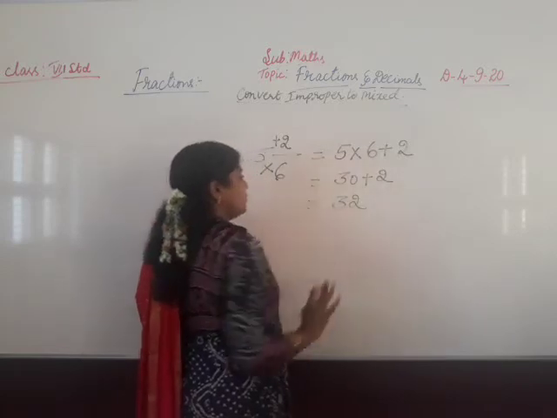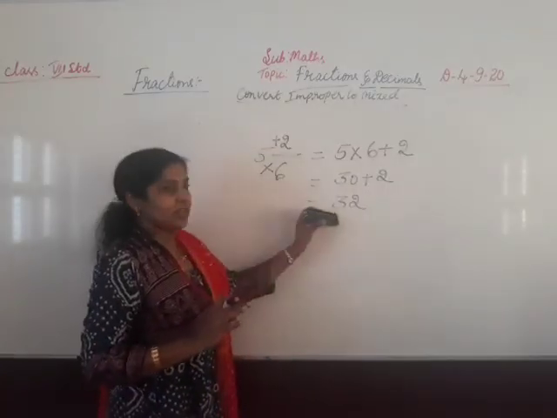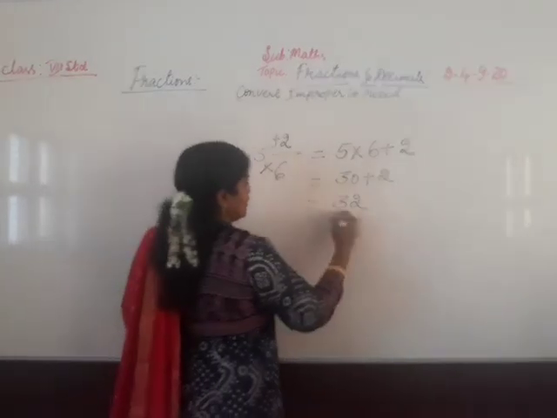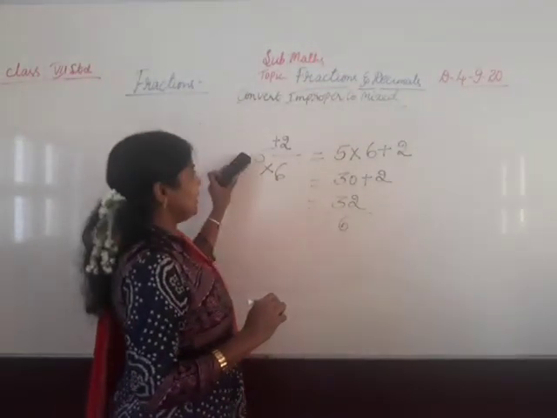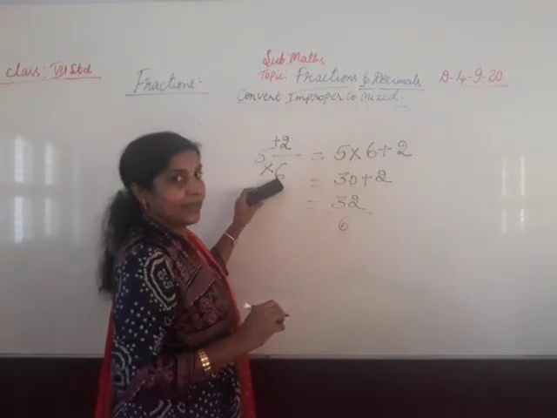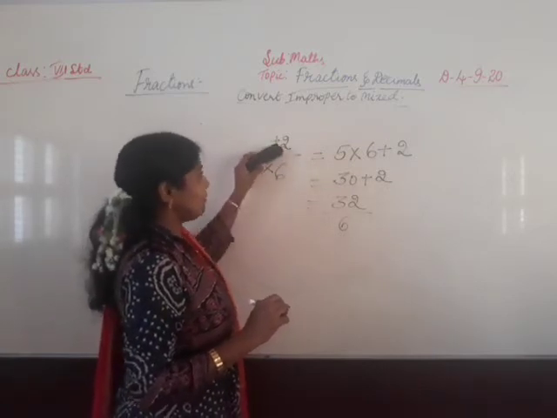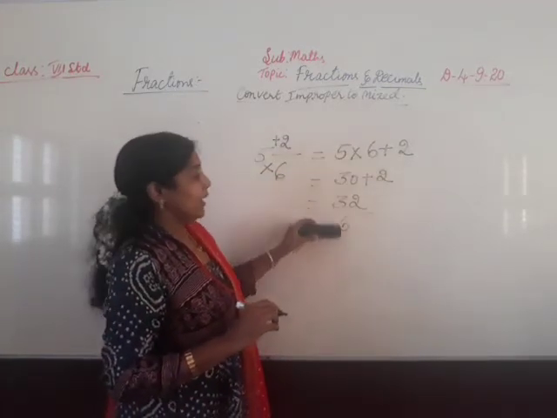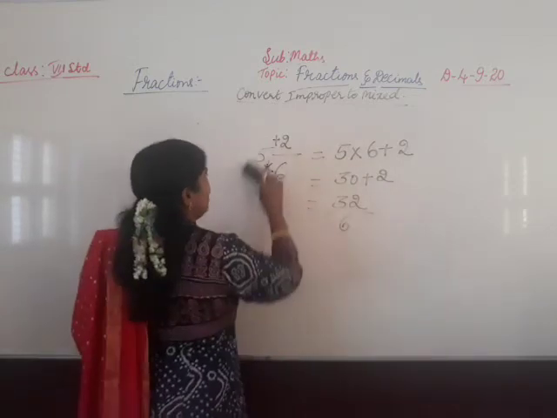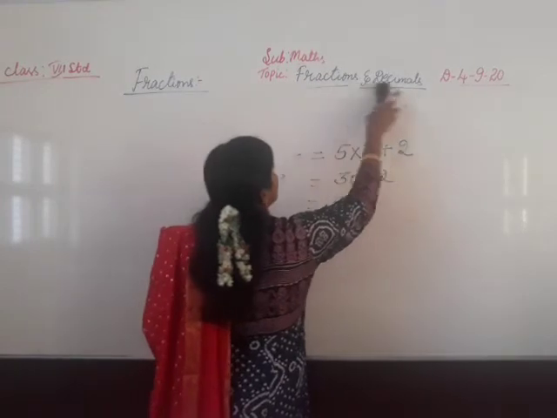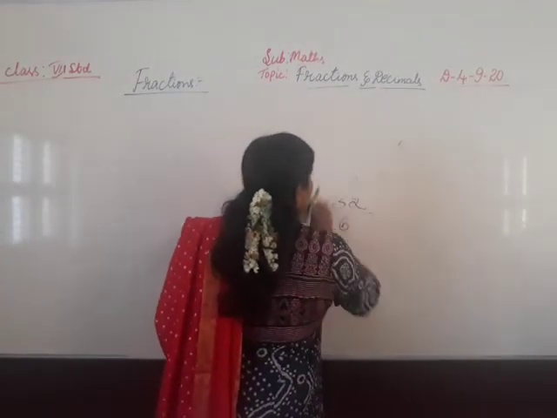Many of you will write this much only. Is it a fraction? What we have to write? What is the denominator? That much we have to write. So multiply the whole number and the denominator, and to that product add numerator, and write the denominator same, whatever the denominator is there. This is conversion of improper to mixed and mixed to improper.